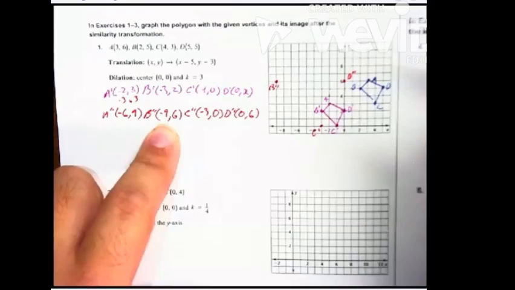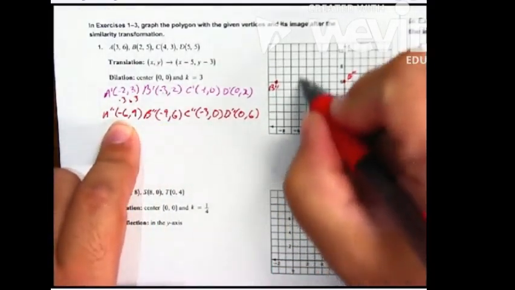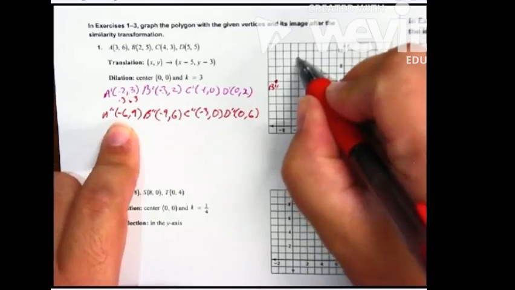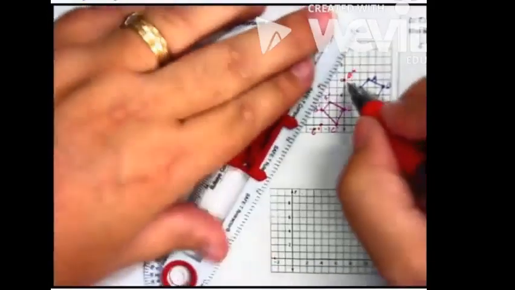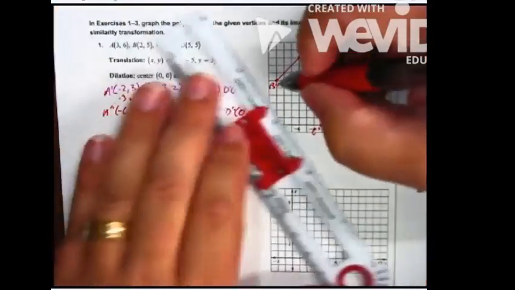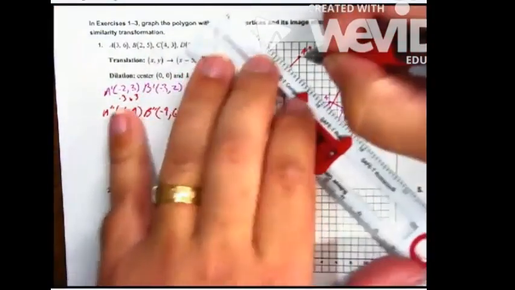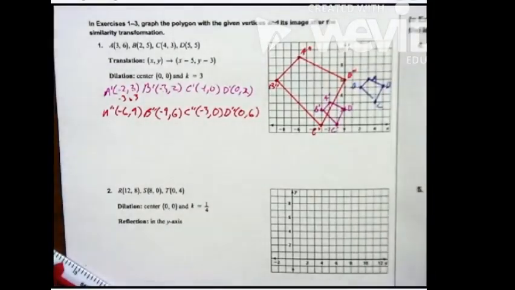B double prime. And negative 6, 9. Okay, so 9 is going to be here. And there is A double prime. And we take our straight edge, because we don't want to freehand this, or your teacher might count off if your lines are all wobbly. There it is. So not too bad.